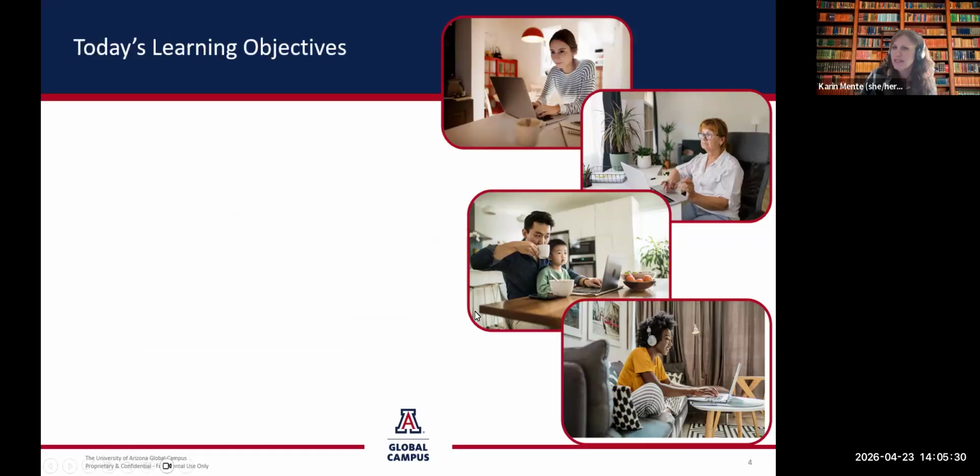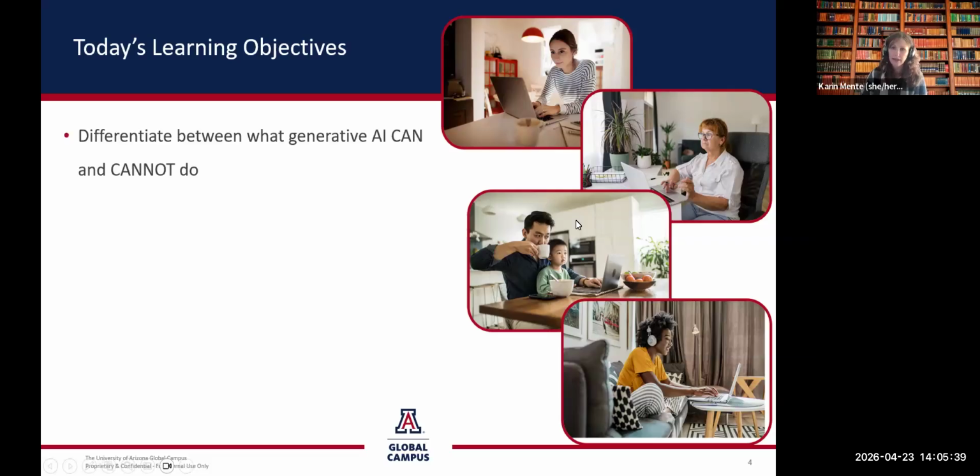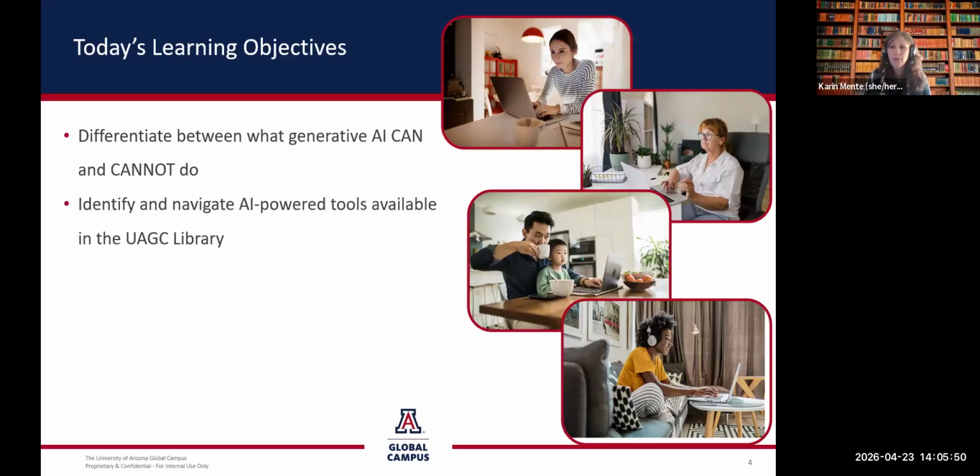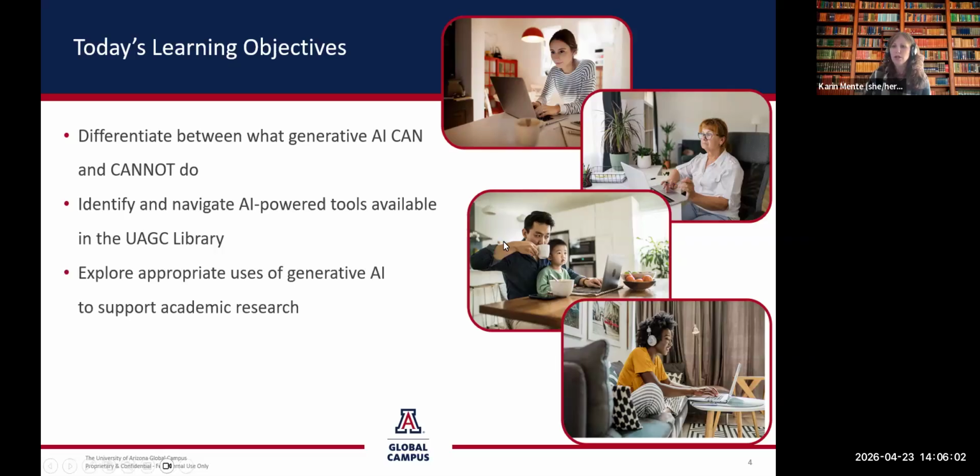So here's what we're going to talk about today. We can talk about what generative AI can and cannot do. Both of those are important. Understanding these boundaries is going to be our key to using it responsibly as a tool to support our learning. Next, I want to show you a few AI-powered tools that are already built right into the UAGC library. These tools are designed to make your research process smoother and more efficient. And we're also going to explore ways to use AI to support your academic research outside of the library without crossing into any academic integrity issues.